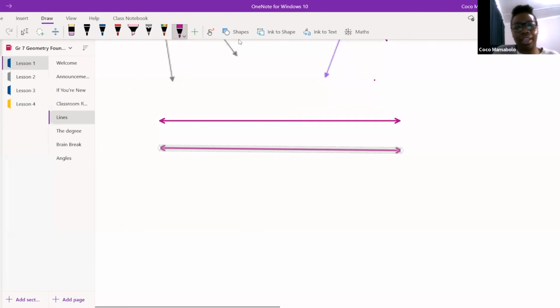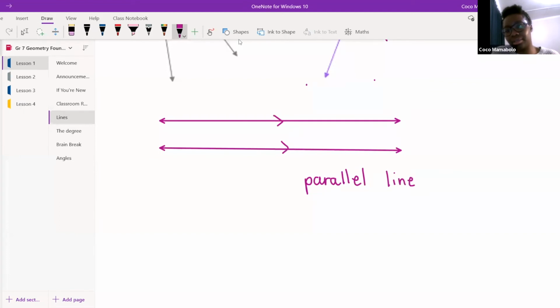Okay, and then I'm going to draw an arrow and an arrow. And what do these two arrows tell us? It's a bit... I can't pronounce it, ma'am. It's okay, it's a parallel line, right? It means that these two lines are parallel lines. Yes, ma'am. Good, parallel lines.